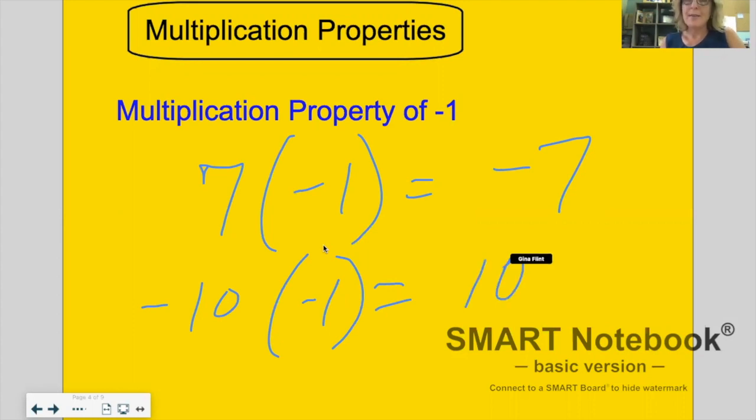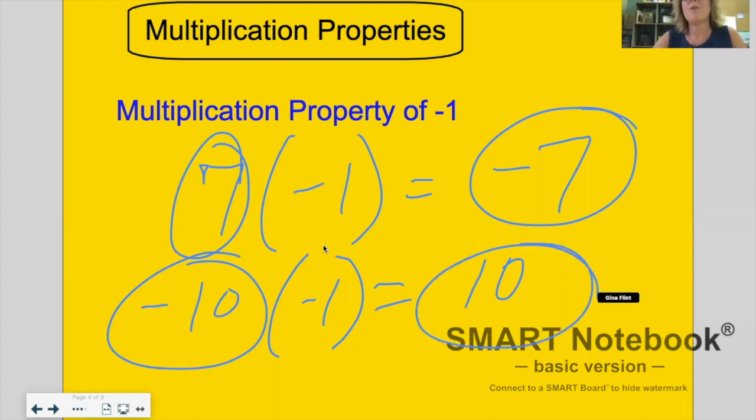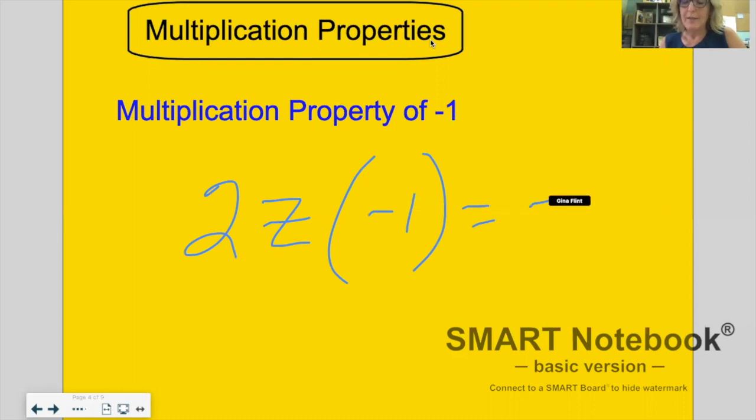So what do you notice? Well, the number that we multiplied times -1 gave us a product that was the opposite of what we started with. So if we started with -10 and we multiplied it times -1, we end up with the opposite of -10, which is +10. This will also hold true with variables. If we had the quantity of 2z and we multiplied it times -1, we would get -2z.